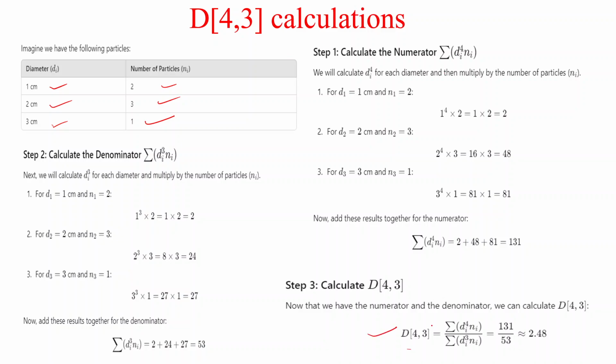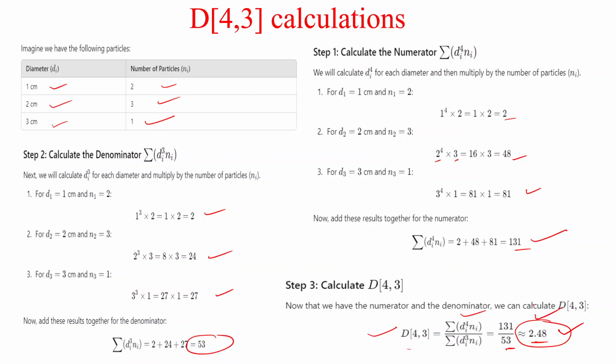Now for calculating the numerator, n1 is 2, so 2 into 1 power 4 is 2, and here it is 3 into 2 power 4 is 48, and here 1 into 3 power 4 is equal to 81. If you add it, it is 131. Now step 2, you calculate the denominator: again 2 into 1 cube is 2, 3 into 2 cube is 24, 1 into 3 cube is 27. Added, that is 53, and you divide 131 by 53, you will have 2.48. That is the meaning, D43 has been arrived at this way.